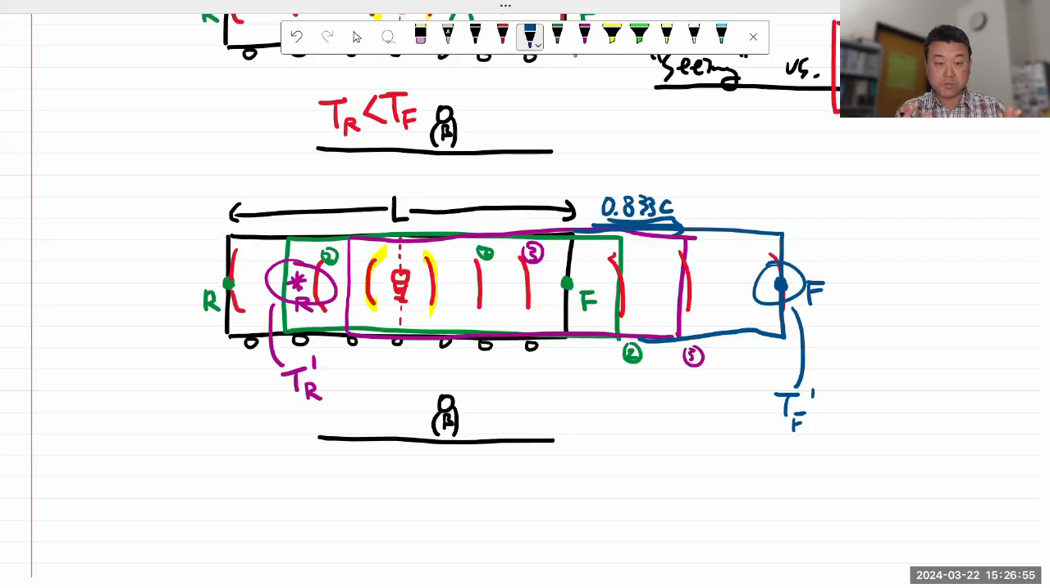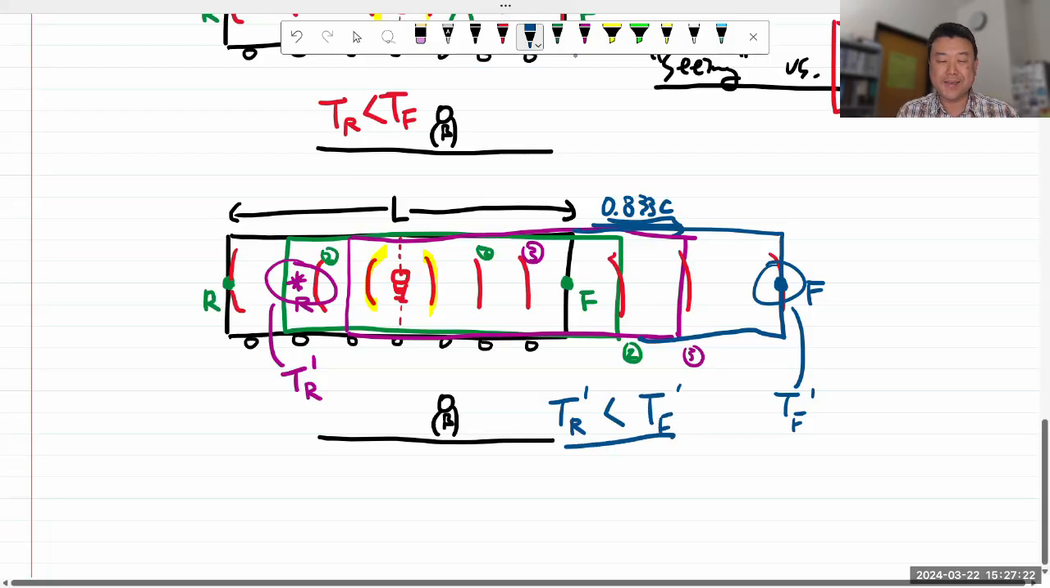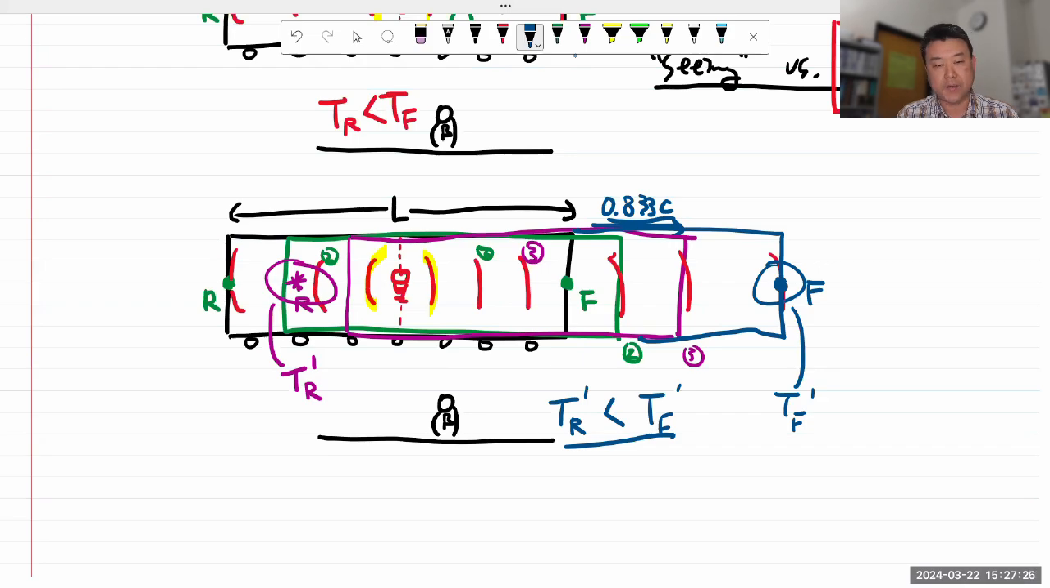But from the description, you can kind of see why Bob would say what he said. That when he observed these two events, the light hitting the back of the train and the front of the train, the event of the light hitting the back of the train occurred at an earlier time than the light hitting the front of the train. It's a quite strange and counterintuitive effect.